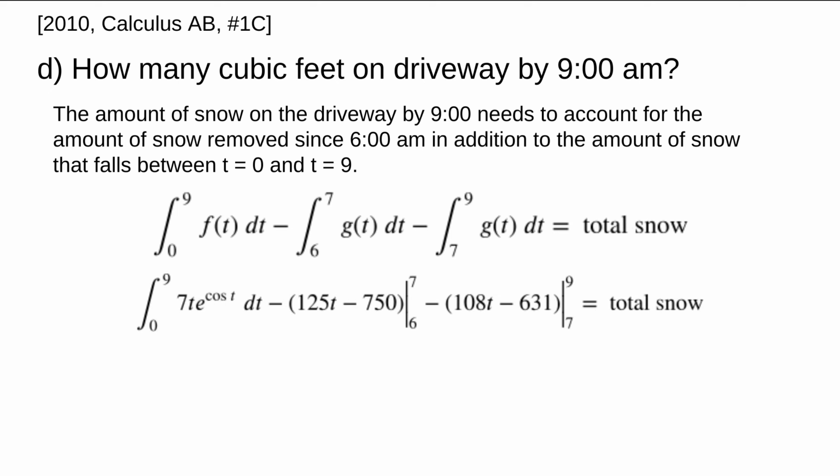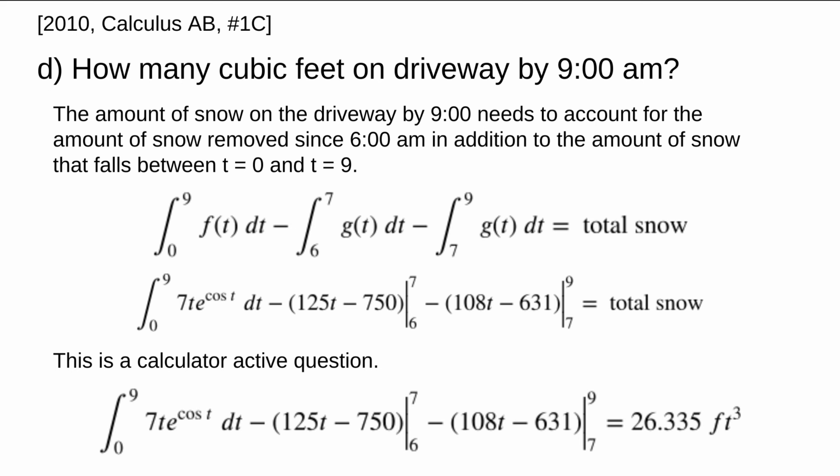All right, so the integral from 0 to 9 of 7t e to the cosine t dt, minus 125t minus 750 evaluated between 7 and 6, minus 108t minus 631 evaluated between 9 and 7. That will be our total snow. But again, this is a calculator active question. Please do this with your calculator. Do not allow yourself to make an arithmetic mistake here. The value of this expression turns out to be 26.335 cubic feet of snow on the driveway at 9 a.m.